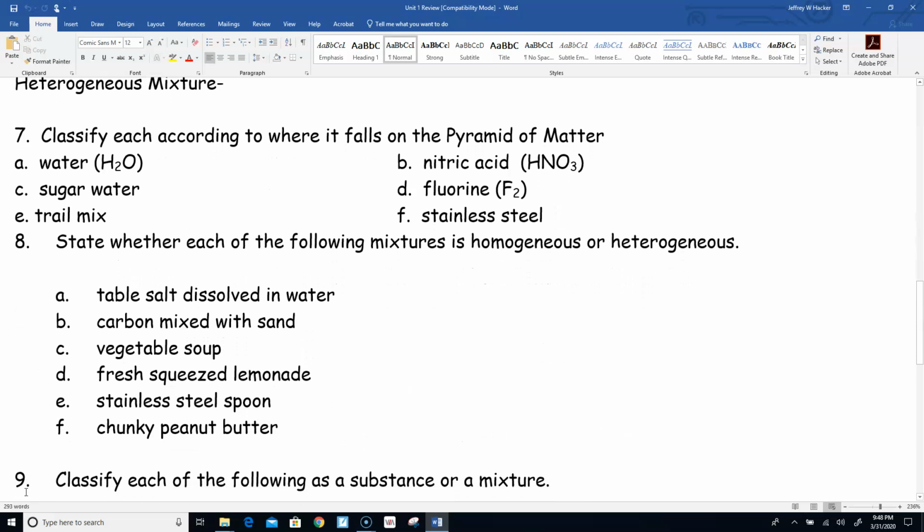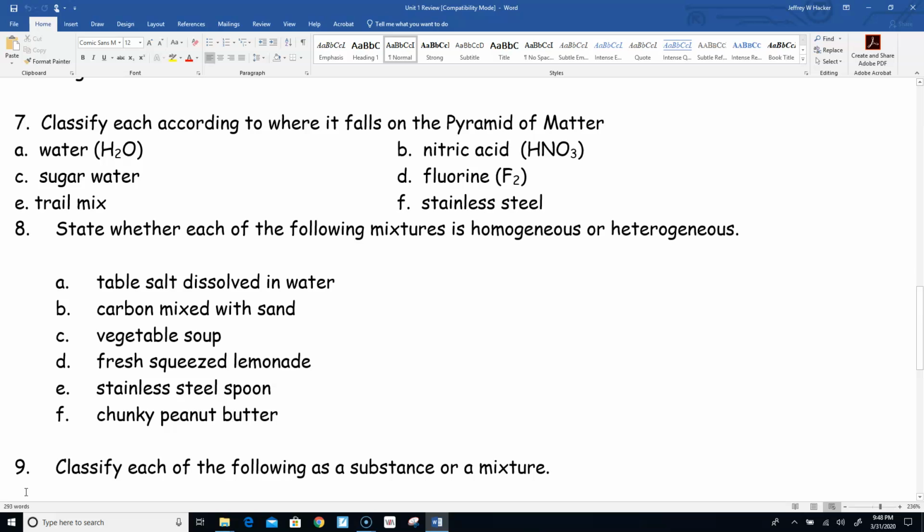Okay, for number 7, we're classifying the following as to where they fall in the pyramid of matter. Good old water. Water is a compound.